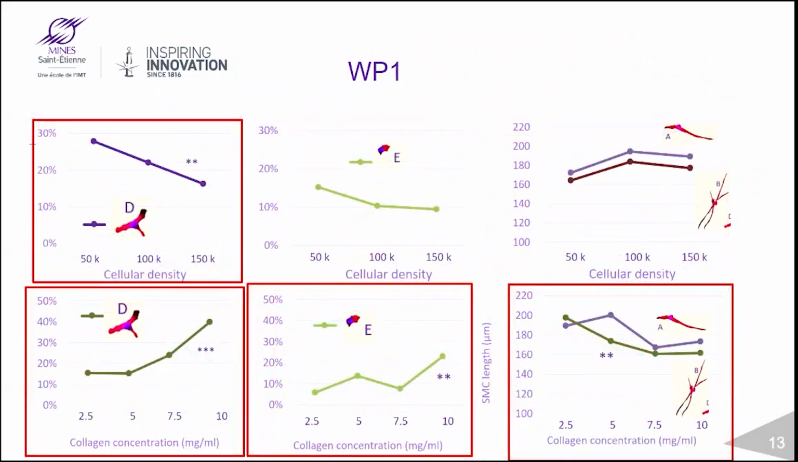We observed conversely that the dead cells, so the round ones, tend to increase with the increase of collagen concentration. And finally, the length of cells seems to be inversely proportional to the collagen concentration, meaning that the more fibers we have, the shorter the cells were getting.